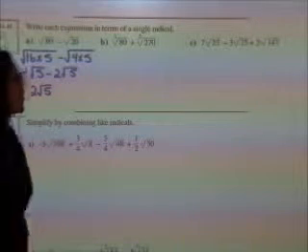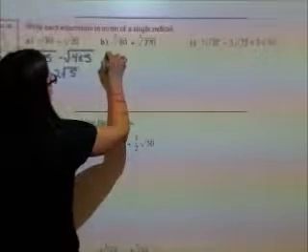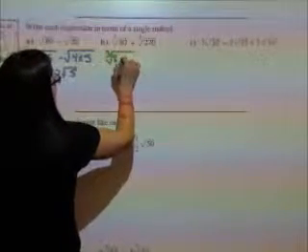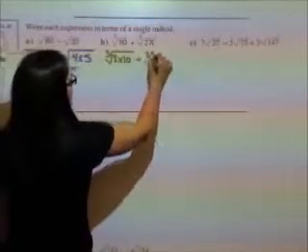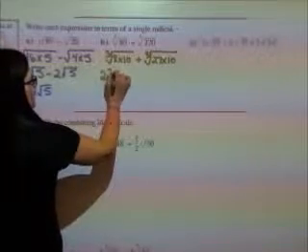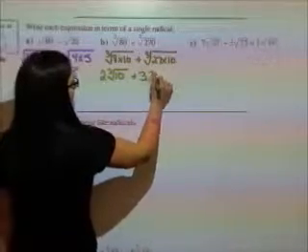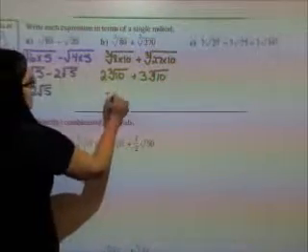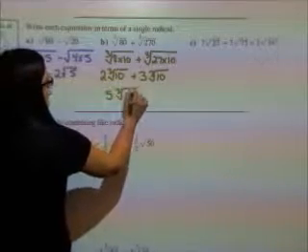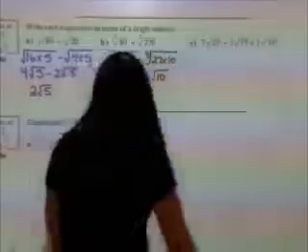Try B. When I look at B, I have to remember we're dealing with cube roots, so I have to look at perfect cube numbers. That's the row in green. 80 becomes 8 times 10, and 270 becomes 27 times 10. So then I get 2 times the cube root of 10 plus 3 times the cube root of 10, which gives me 5 times the cube root of 10. Try C.